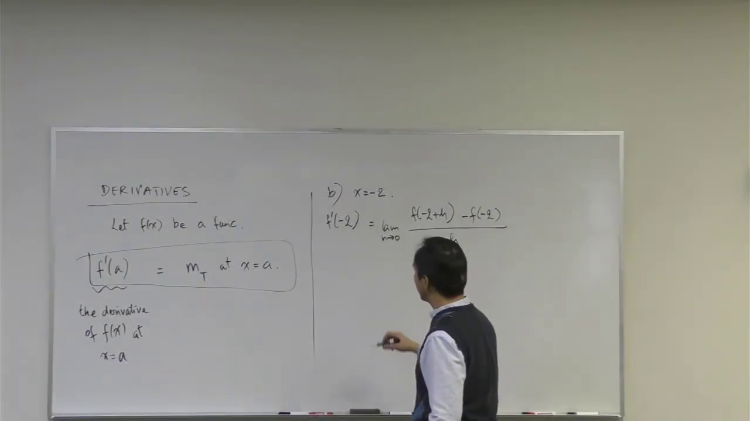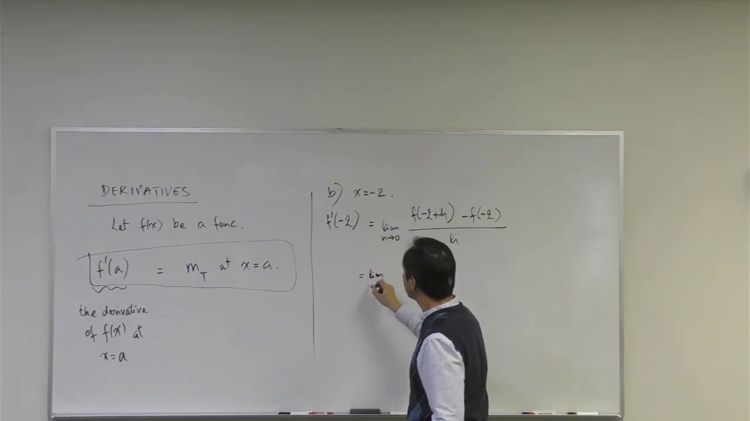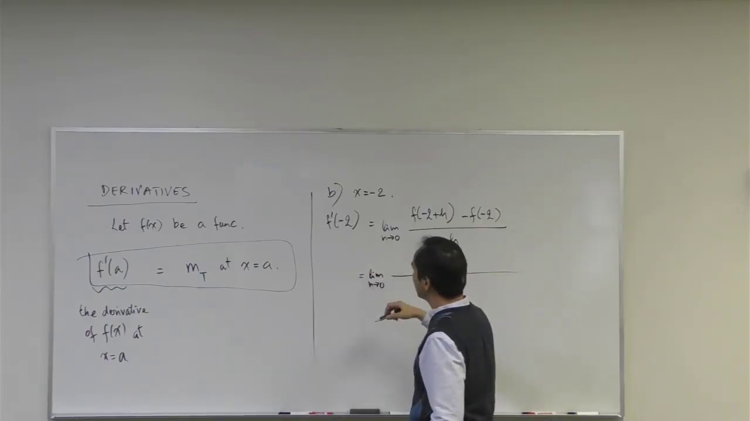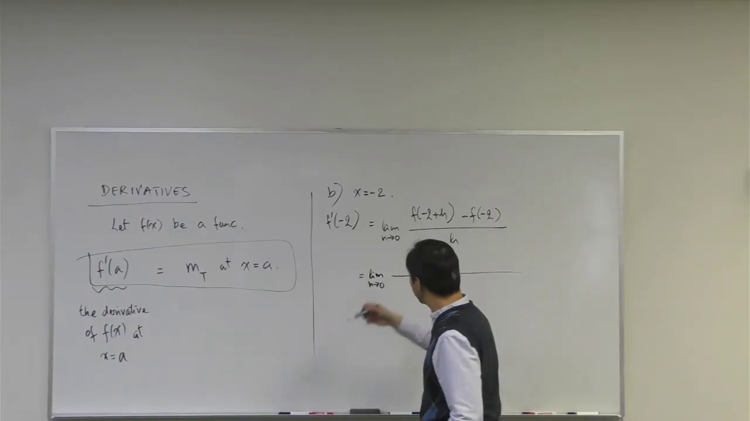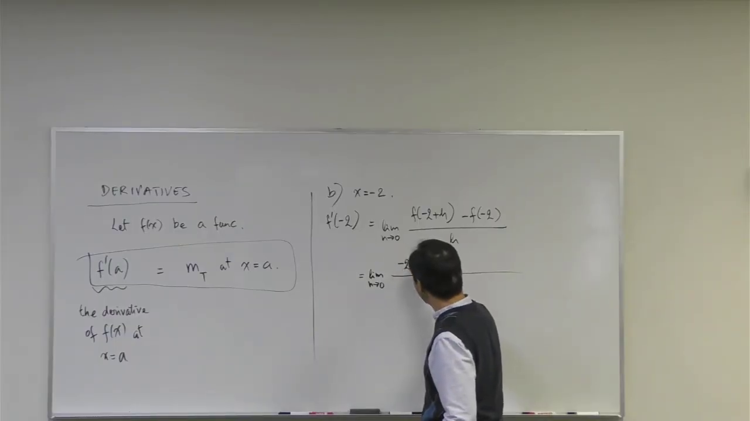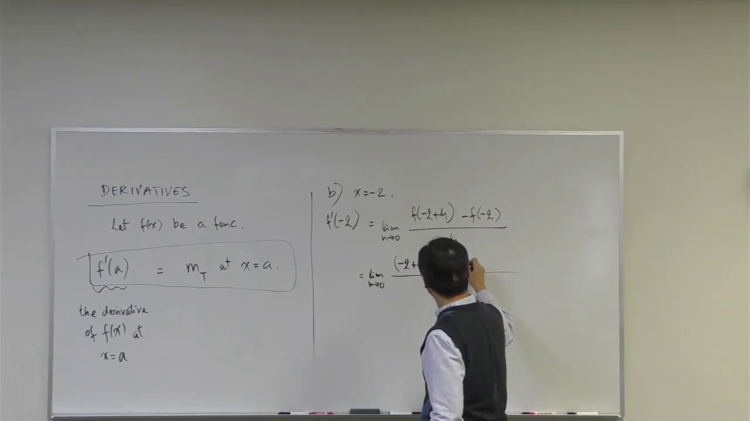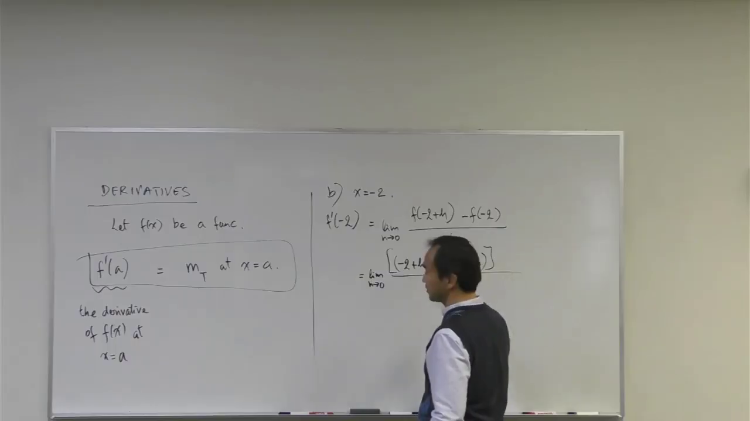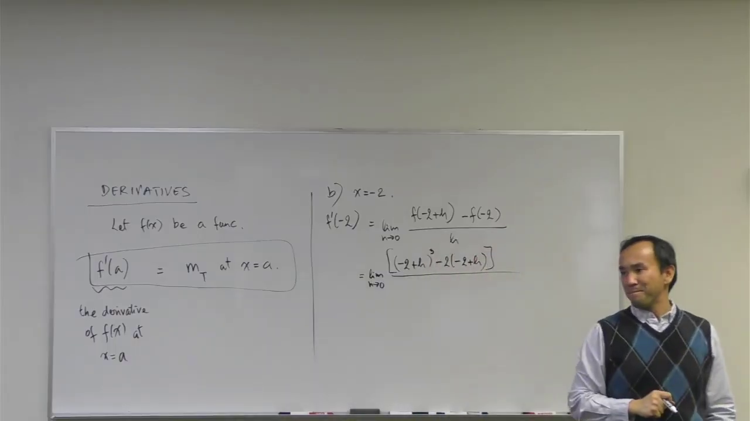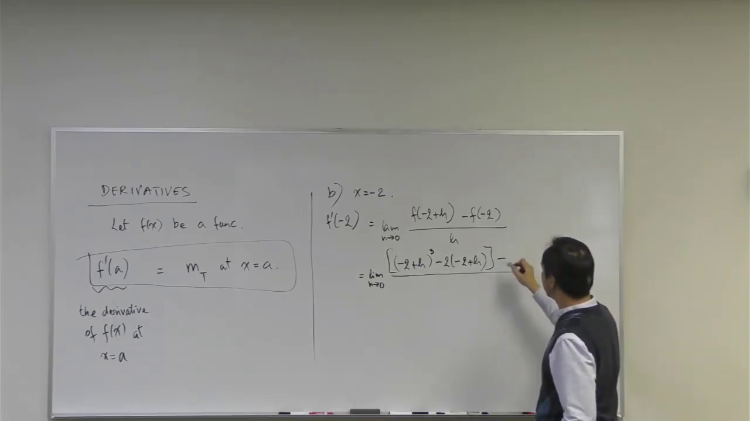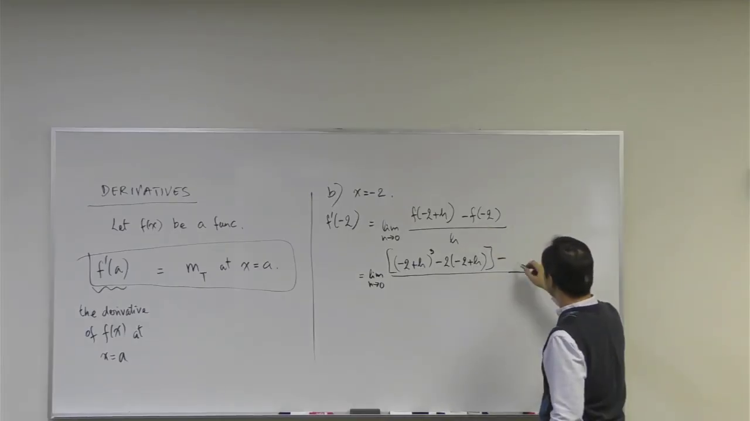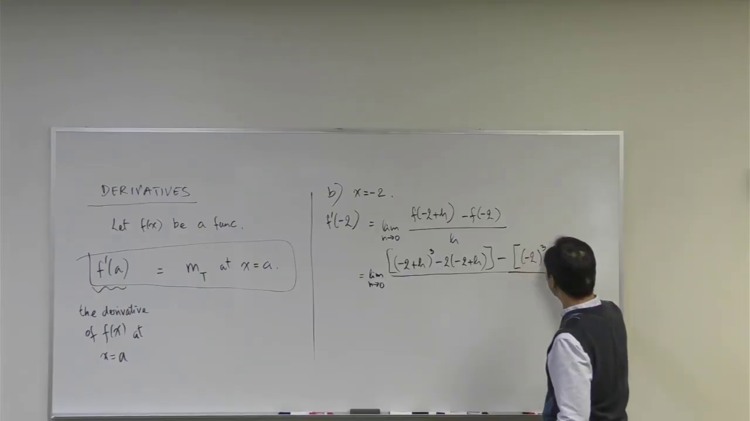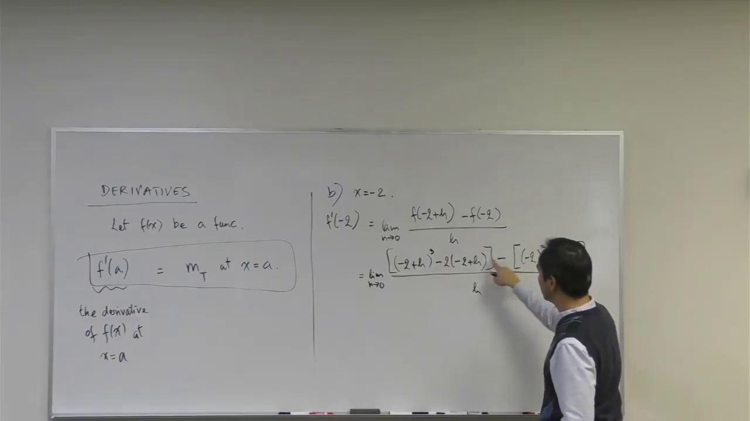So into the quotient right here, that means what we're looking at is the limit problem as h goes to 0. Our function here is x cubed minus 2x, so now x cubed is going to be (-2 plus h) all cubed, minus 2 times (-2 plus h). This is f of -2 plus h. You guys with me on that? And then I'm going to need to subtract f of -2, which is (-2) cubed, minus 2 times -2, divided by h. A different quotient.